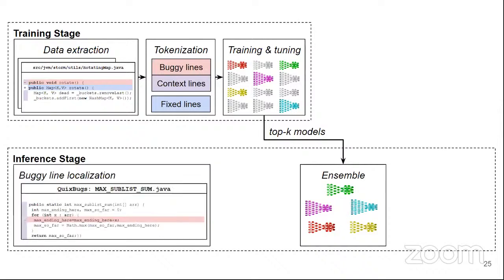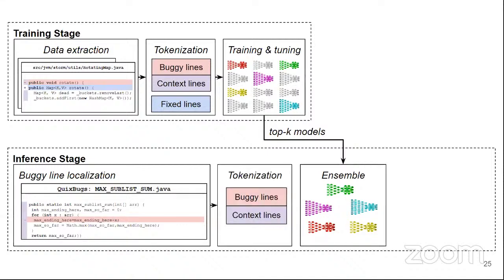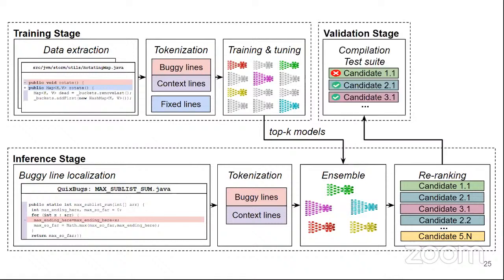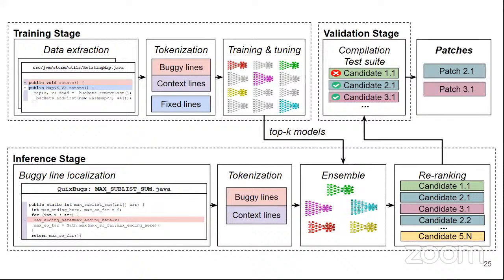Okay. The inference stage represents how a user will use Coconut. Given a buggy line and its context, Coconut will tokenize it and feed it to the top K models. The outputs of these models will then be combined and ranked. Then the candidate patches will be validated against the test suite. The patches that pass all the test cases are considered plausible patches.